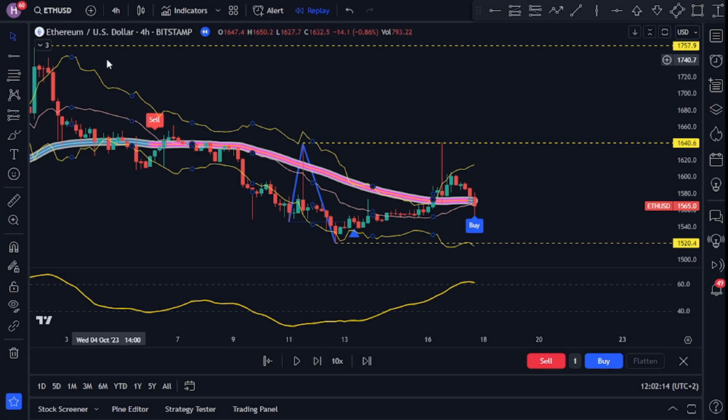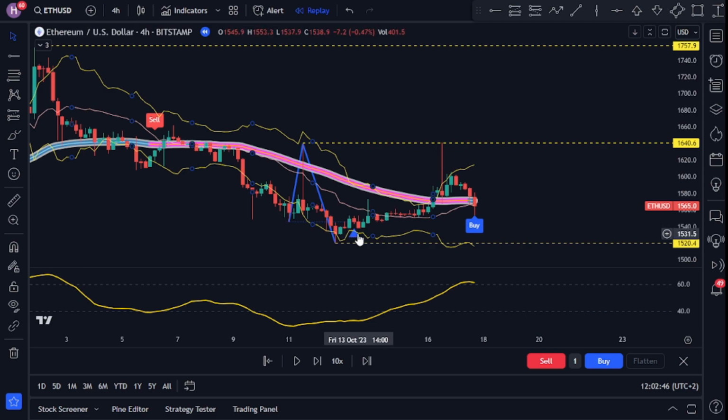Next, let's look at trading a cryptocurrency using this strategy. For this example, I've selected Ethereum against the US dollar in the 4-hour time frame. From the chart, we can see that we were in a downtrend with the price action below the trend focus and the indicator showing red. Then we see price action going below the bottom dynamic band, and we receive a buy signal from the pivotal reversal, which is marked in blue.